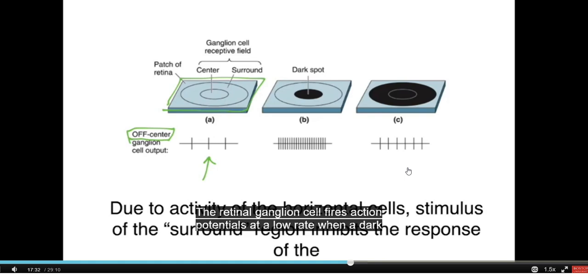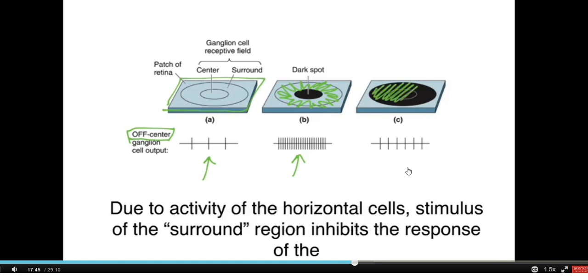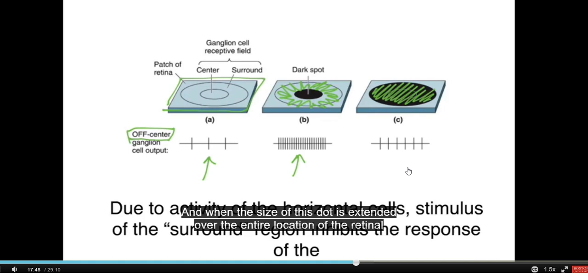When a dark spot is projected onto the very center of this location, but the surrounding area is still illuminated, we see the retinal ganglion cell firing with a high rate of action potentials. And when the size of this dot is extended over the entire location of the retinal ganglion cell's receptive field, we see it firing at an elevated rate relative to A, but at a lower frequency than in B.